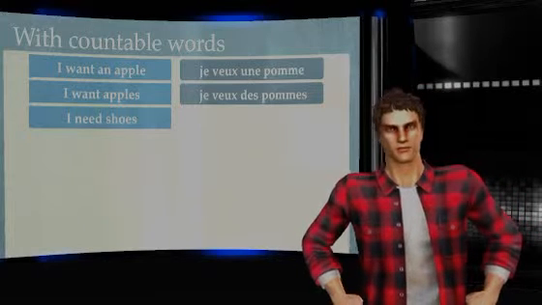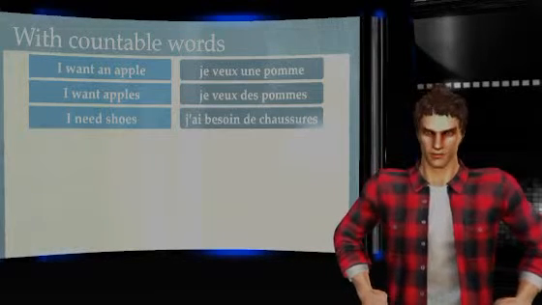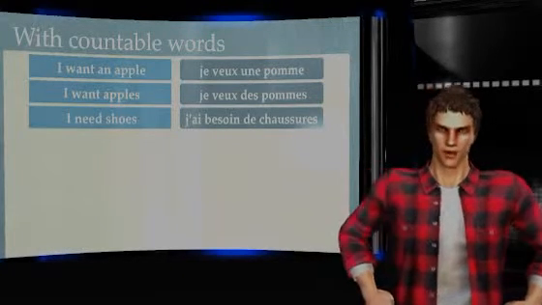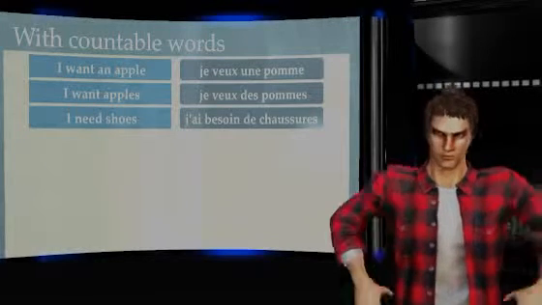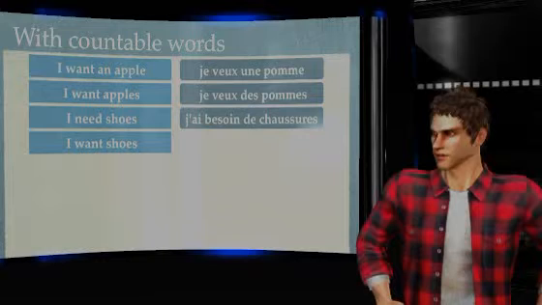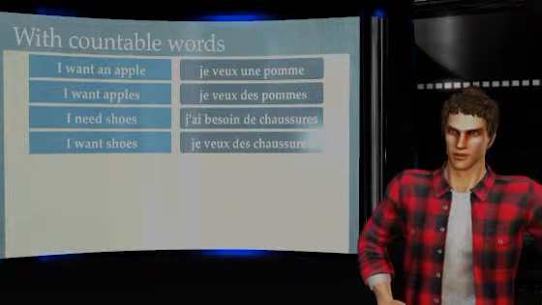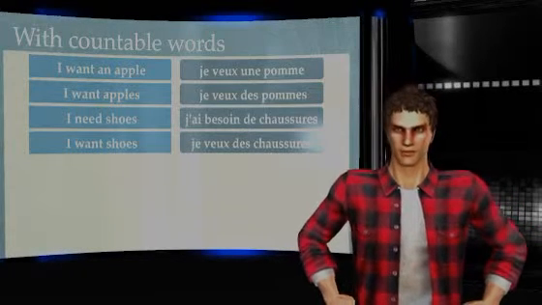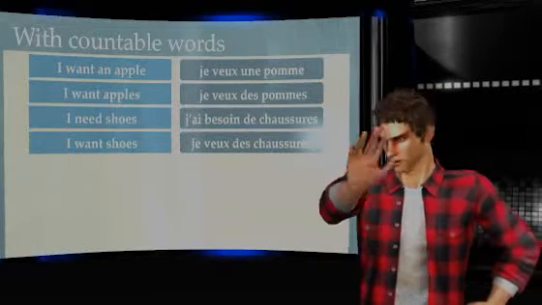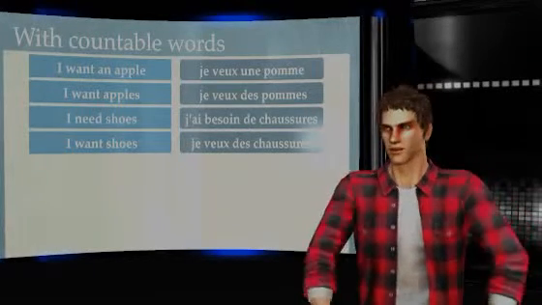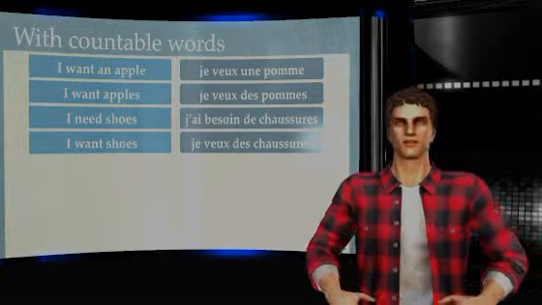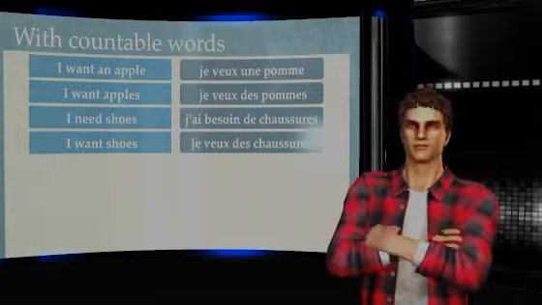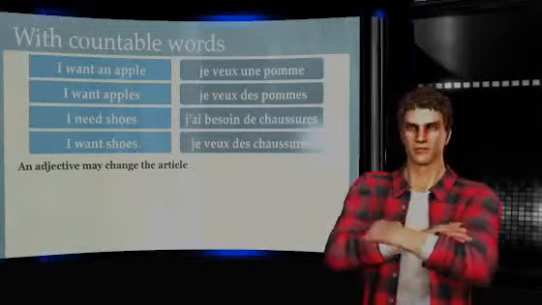I need shoes. J'ai besoin de chaussures. Here again, because of the verb avoir besoin de, we need just de chaussures. I want shoes. Je veux des chaussures. Here the verb to want, vouloir in French, is not a prepositional verb, so des here is not a preposition, it's the plural of une, because chaussure is a feminine word. So for this reason we say je veux des chaussures. So you see again the difference between the prepositional verb avoir besoin de and the verb vouloir here, for example.